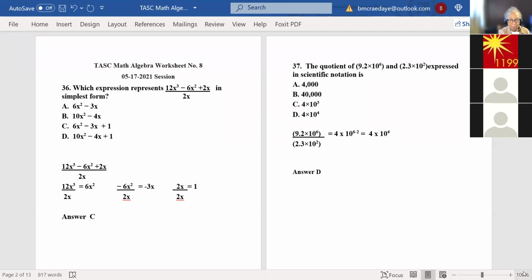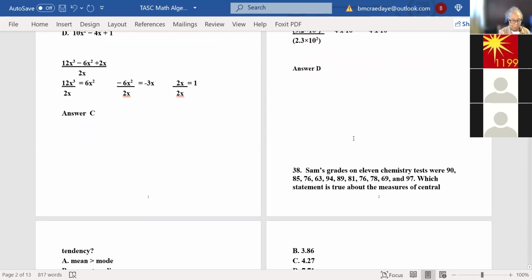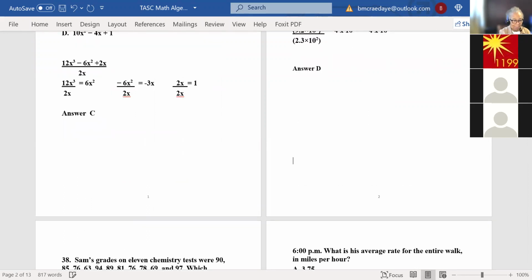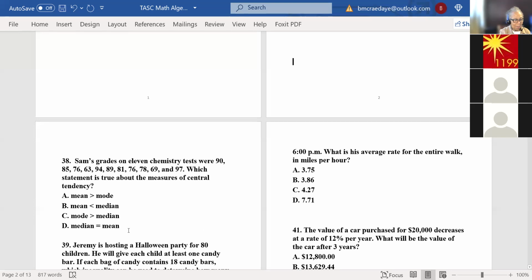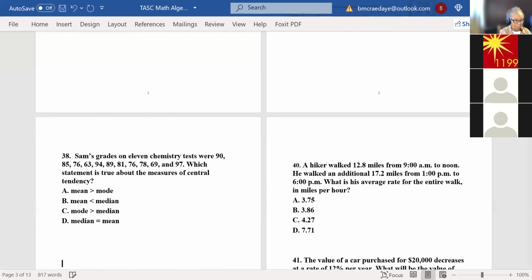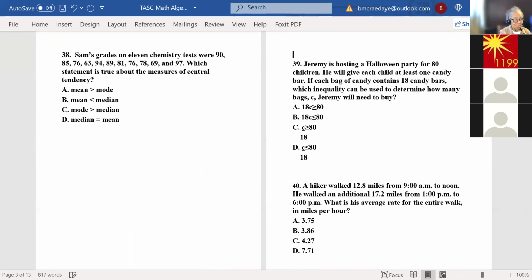So you're doing well with scientific notation. Okay, let's go to the next one. This is really good. I know you love these kinds of things, right? Mean, mode, median, whatever. Okay, 38. I'll give you a chance to work that one out and tell me what the answer is.